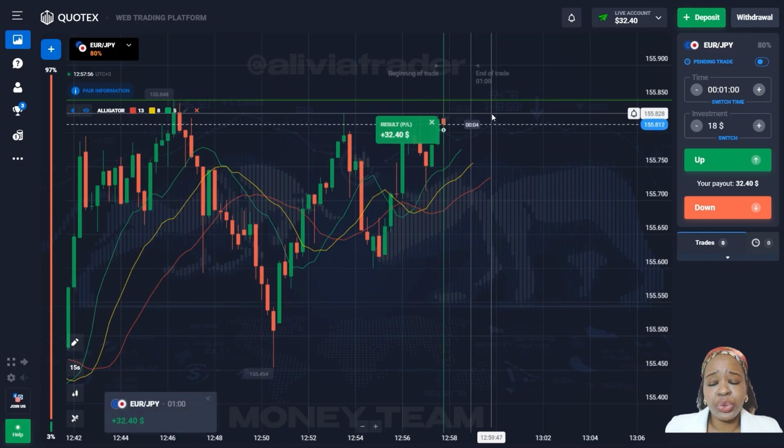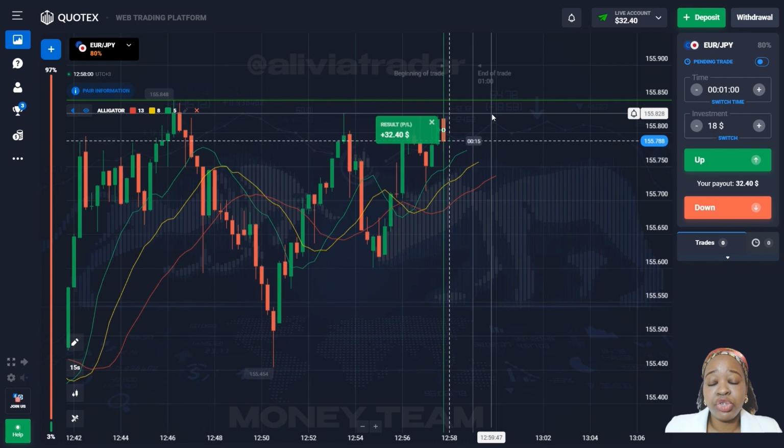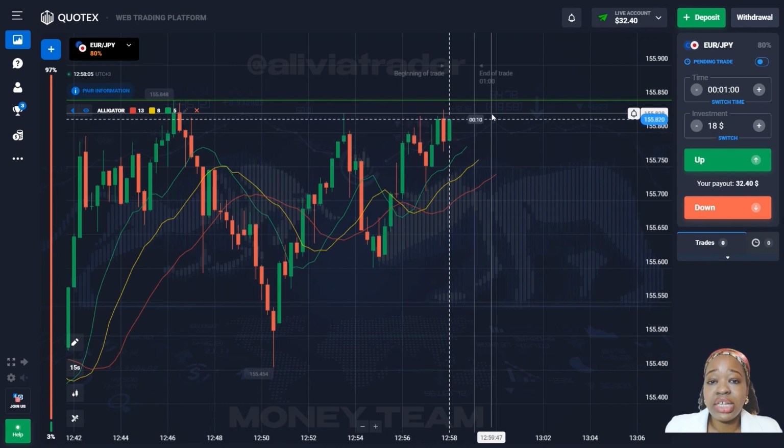This is quite good. You can see the price continues to move up, and thus here my trade closes above the entry point and I got very good profit. You can see this indicator did not let me down and showed me a good entry point.